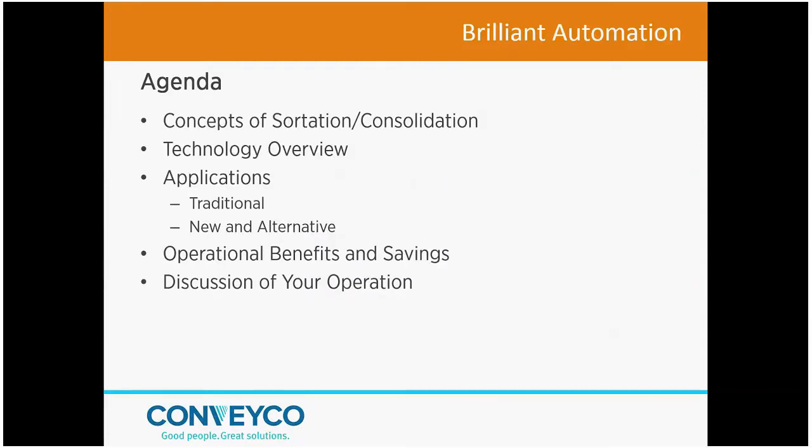The agenda of the presentation is we're going to go over the concepts of sortation and consolidation in distribution. What are they used for? How do they work? Then we'll go over specific sortation technologies, different types of sorters. And then we're going to subdivide the applications by traditional and then new and/or alternative. Then we'll discuss the benefits. How can you use this to improve your operation? And then we'll discuss questions and answers.